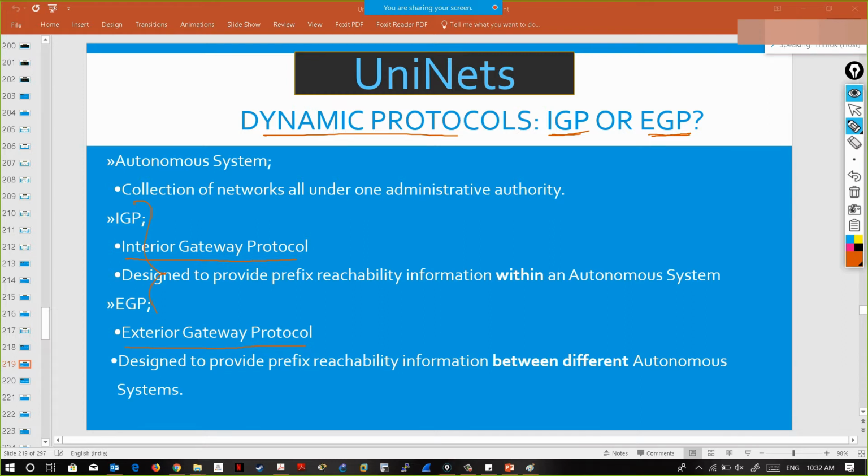Even before going to IGP and EGP, let us discuss an autonomous system. In short form, it is AS. Autonomous system: a collection of networks all under one administrative authority. Okay. What does that mean?